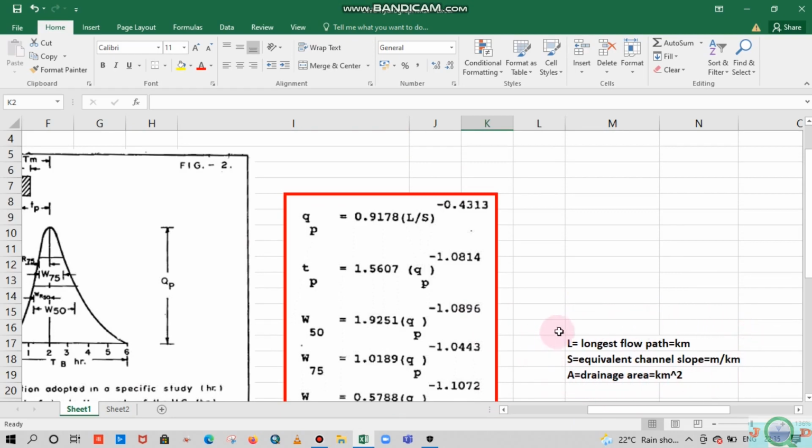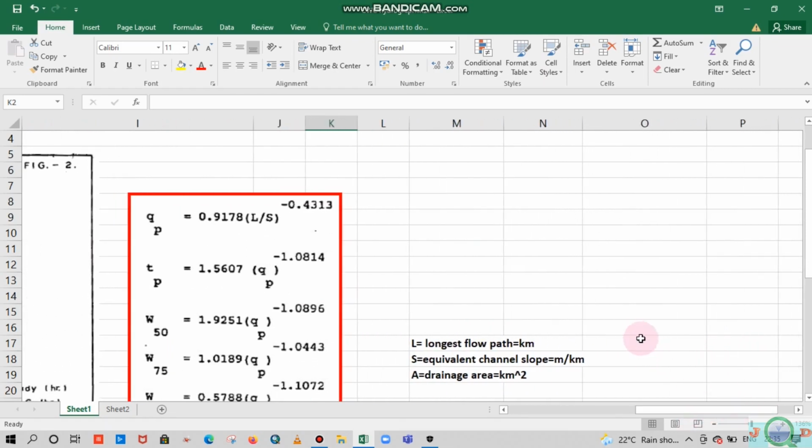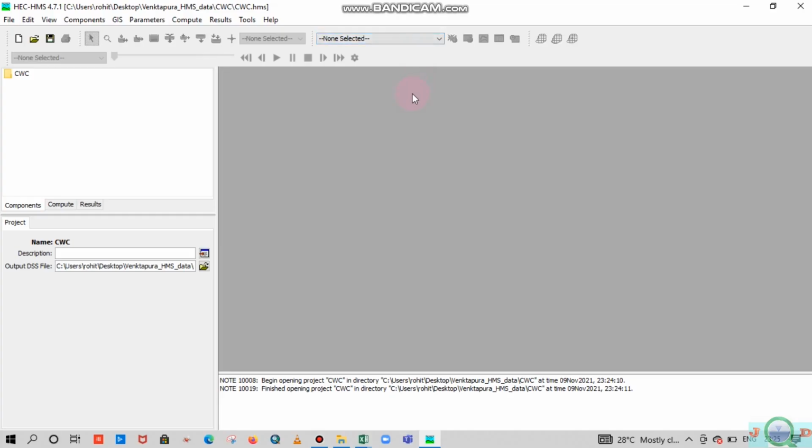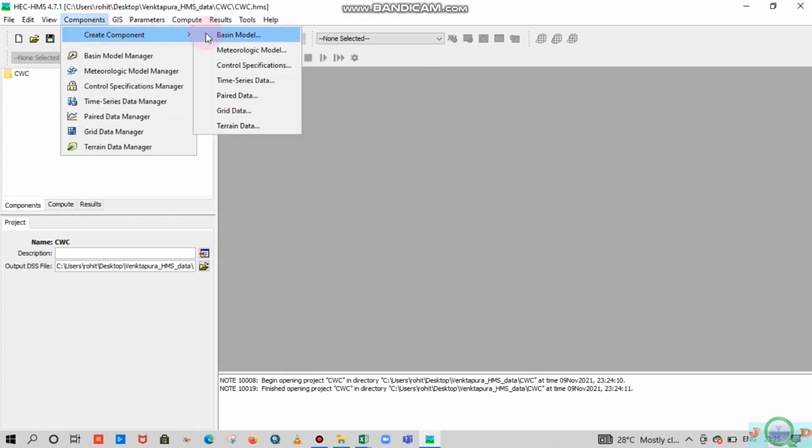Here I am using the hydrological modeling tool HEC-HMS, which is open source software. We can get that from the USACE website. I will use HEC-HMS to extract these parameters, that is L, S and A. So let's do that in HEC-HMS. First, I will extract these geomorphic characters from the HMS tool. I will do that quickly here.